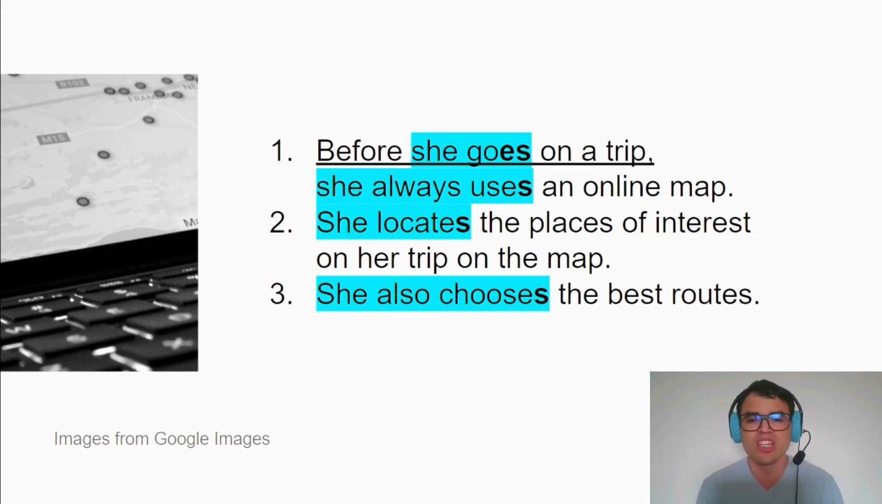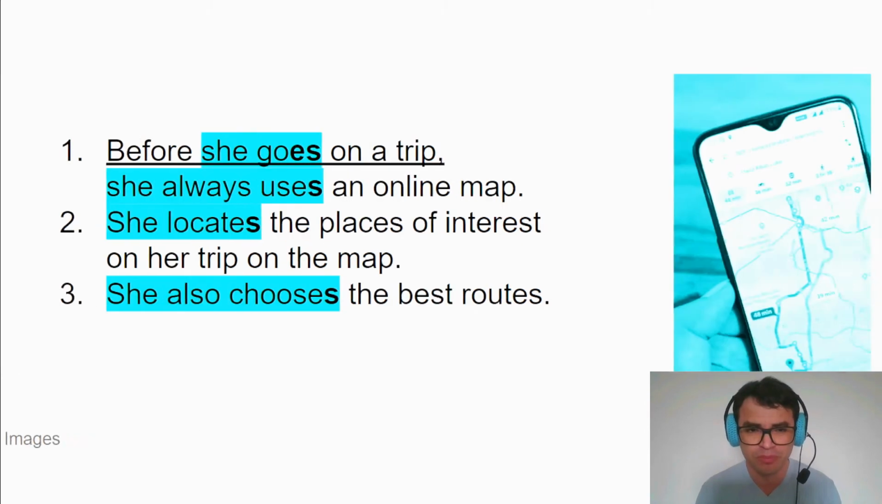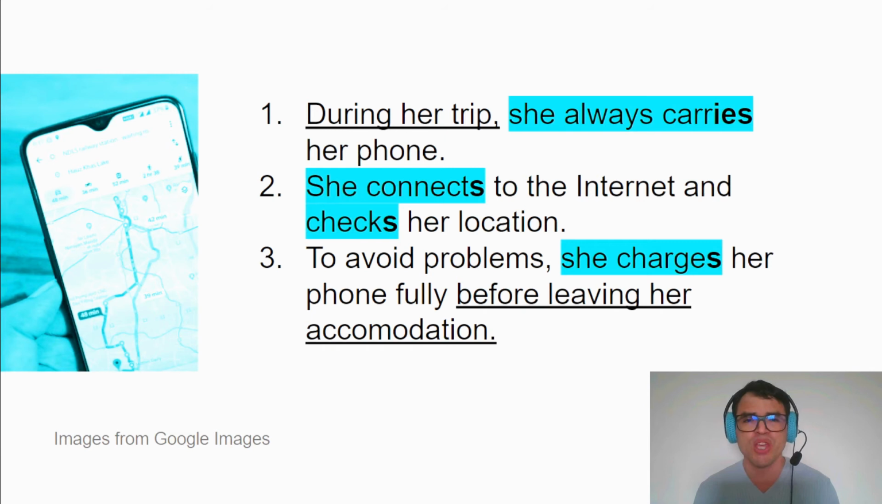Now, number 3, she also chooses the best routes or routes. Okay, according to the Merriam-Webster dictionary, you can pronounce that word in those 2 different ways. Do you see the subject? She. Do you see the verb? Chooses. Awesome. And if you go to number 1, can you identify the time clause? Yes, before she goes on a trip. It's underlined.